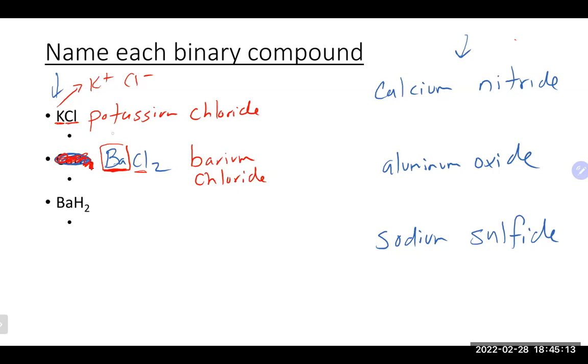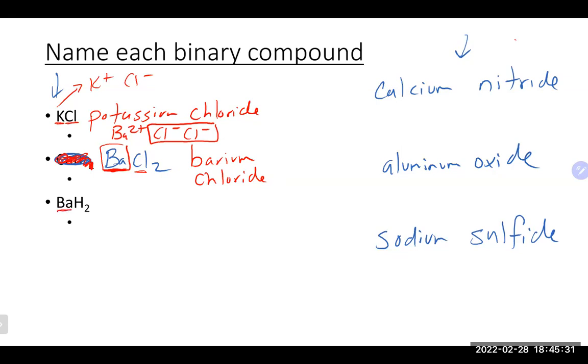Again, the 2 is there because the barium does have a +2 charge. Each chloride is -1. So to balance it out, we need not 1, but 2 of them to balance out the formula, but it has no effect on the name. Any questions on that there?